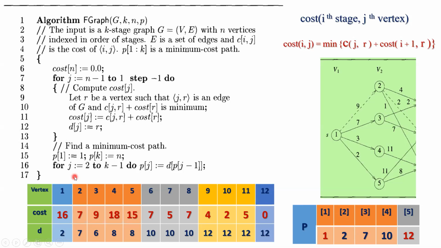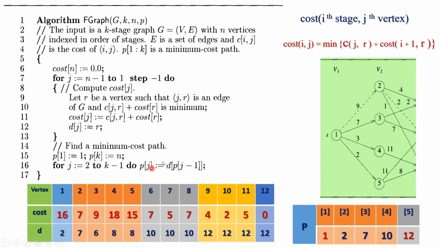Again, j becomes 3. Now I will write this. How does 7 come? This is d of 3 minus 1. What is 3 minus 1? This is 2. What is d of 2? Here, d of 2 is 7. I will write 7 here. Next, j becomes 4. Now I am writing this.